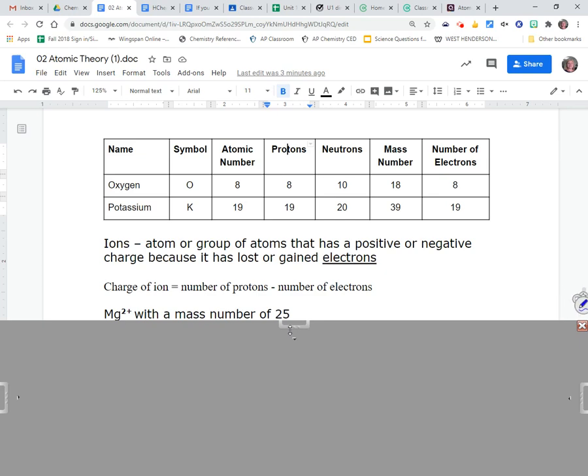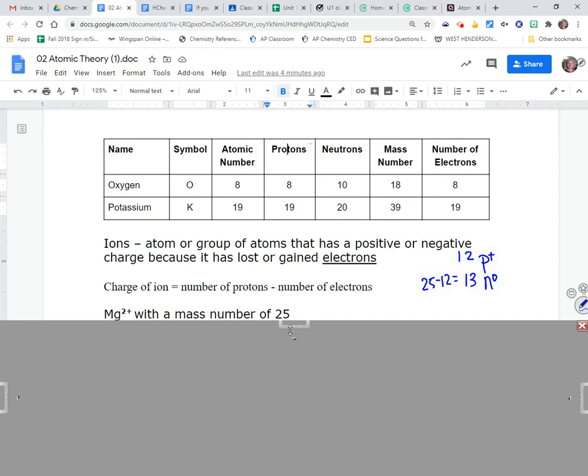Well, I used the periodic table to help me find magnesium. Magnesium is number 12 on the periodic table, so it has 12 protons. To get the number of neutrons, it's going to be the mass, which is 25, minus the number of protons, which I said was 12, so that's going to give me 13 neutrons.